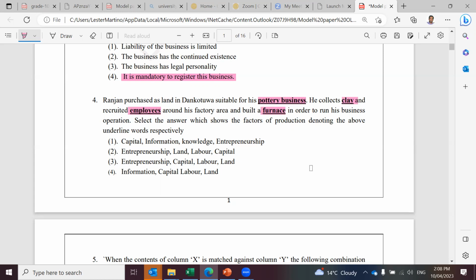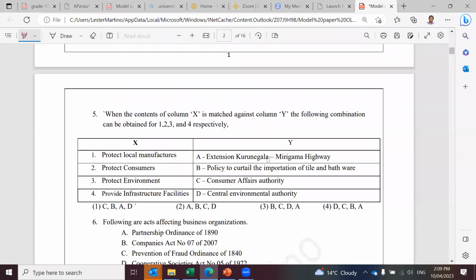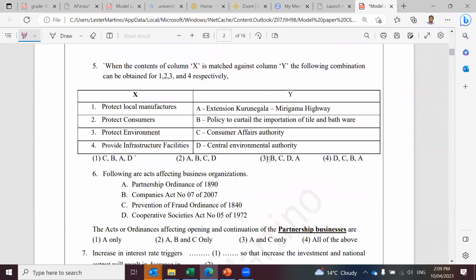What is your answer? Any guess? What is your answer? Entrepreneurship, land, labor, and capital. Second. When the contents of column X is matched against column Y, the following combination can be obtained for 1, 2, 3, and 4 respectively. We'll go one by one.